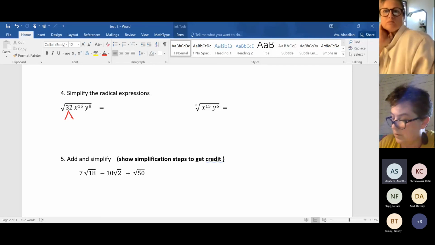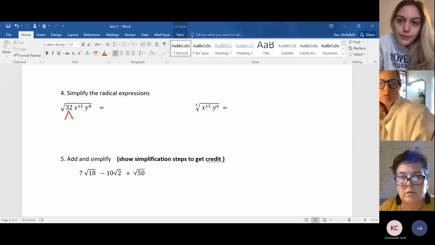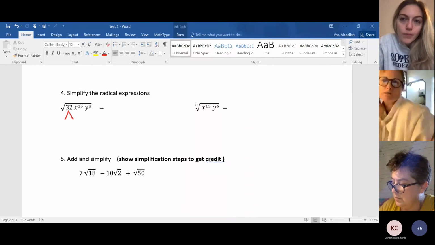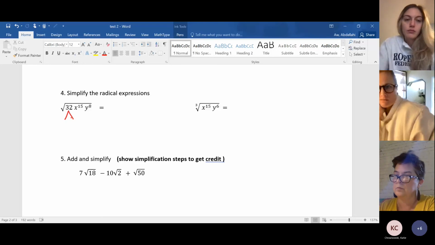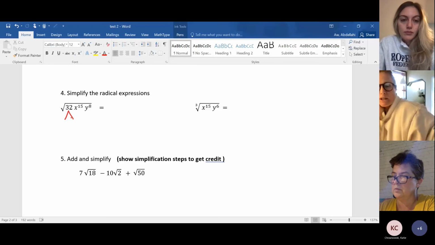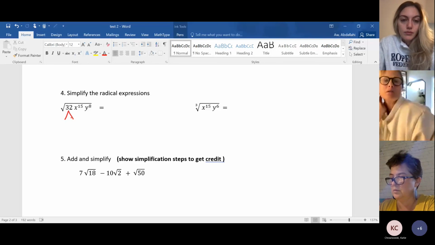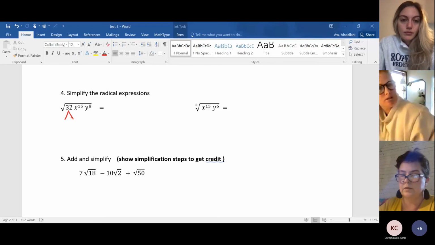We need to break down 32 using what numbers? You need to pull out the squares. One of them has to be a perfect square, the other one maybe not, right? So what are the two numbers we're going to choose for 32? 16 and 2.